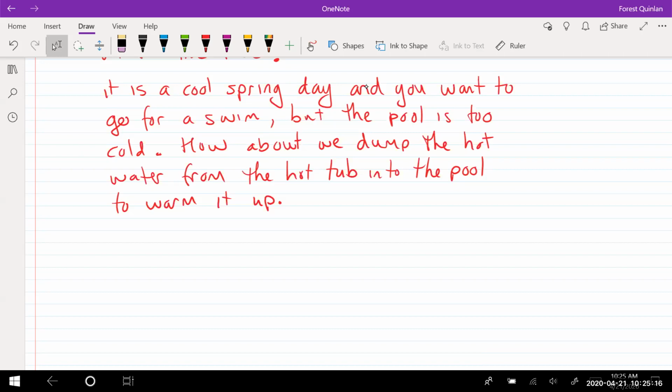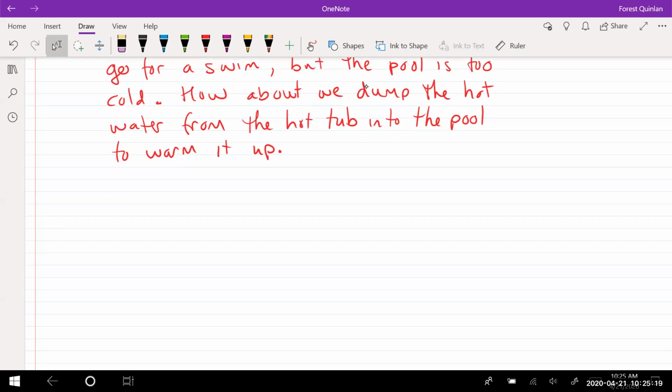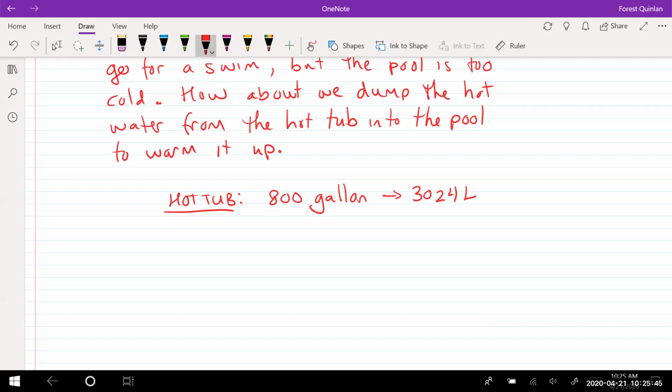So Dallas wants to know, what are our amenities here? So we have our hot tub. I'm going to say it's a decent sized one. It's an 800-gallon hot tub, which I'm going to go ahead and tell you is 3,024 liters. And I'm going to keep it at a good balmy 104 Fahrenheit because that's how I think. But you'll probably want to know that that's 40 degrees Celsius.